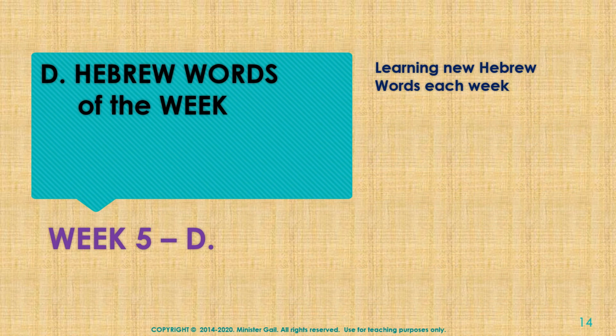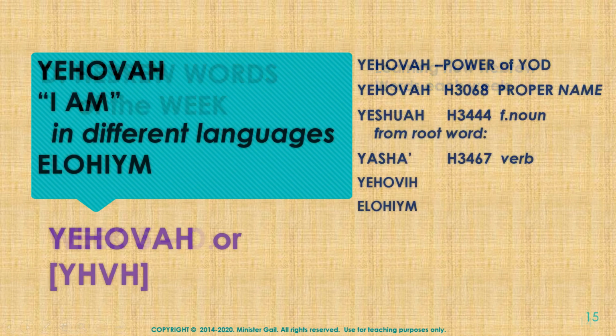Part D, the Hebrew words of the week. We'll be learning new Hebrew words each week. This week we are going to review the power of the Yod, the 10th letter in the Hebrew alphabet, and the words Yehovah, Elohim, Yehovi, Yeshua, Yasha, and how they are spelled, and their meaning.